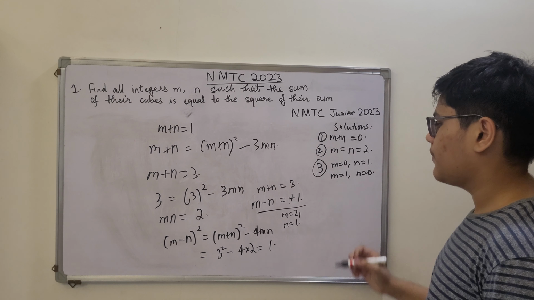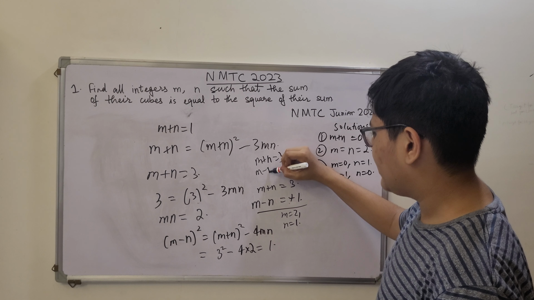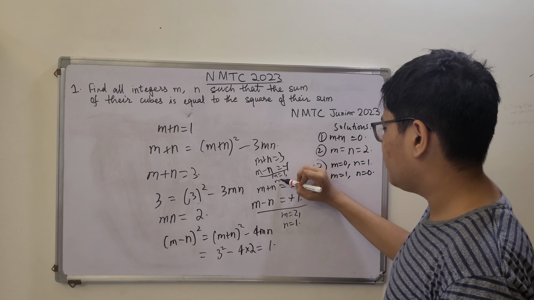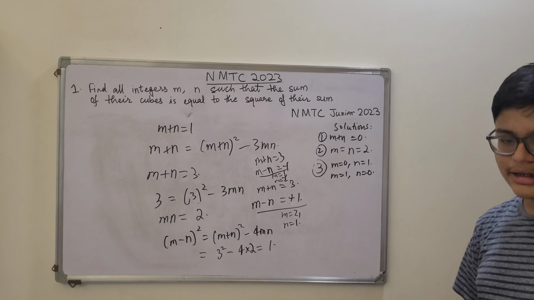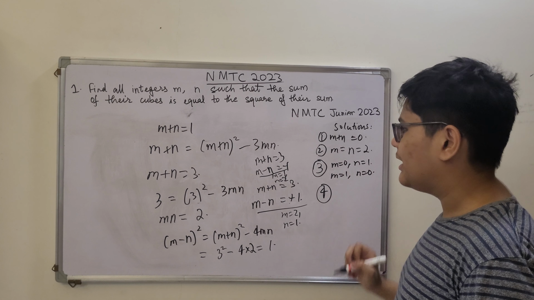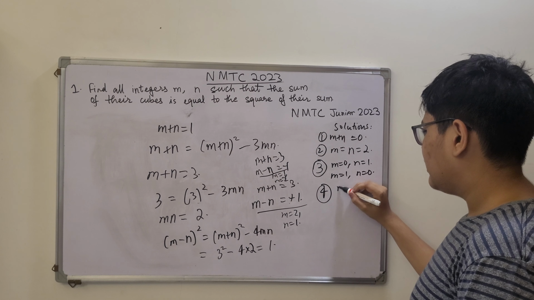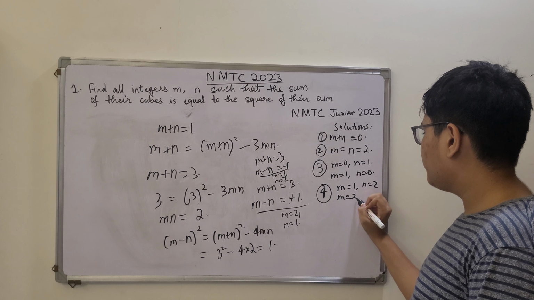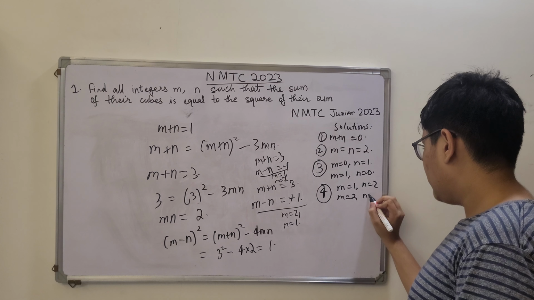And if you take the other case, which is m plus n equal to 3 and m minus n equal to minus 1, and if you add them, you'll get m equal to 1 and n equal to 2, right? It is very easy to check. And so that is also the fourth solution, that is m equal to 1, n equal to 2, and m equal to 2, n equal to 1.